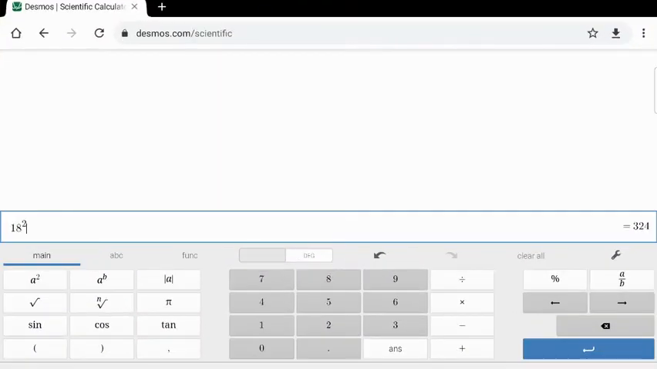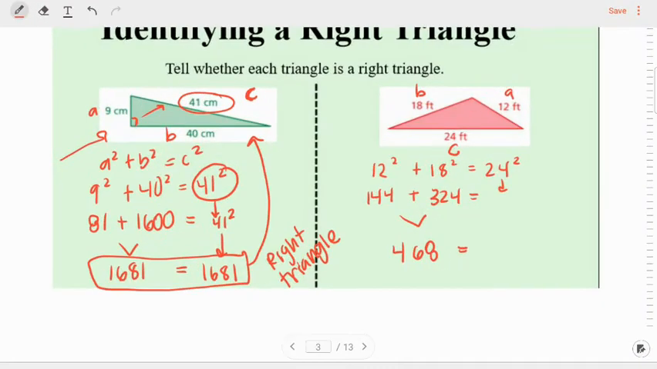Let's see. Clear all. 24 squared. Oh, nope. It is 576. These are not the same. If I put a big cross out there, it's saying that they're not the same. So if these are not the same, then these lengths could not have made a right triangle. So not a right triangle.